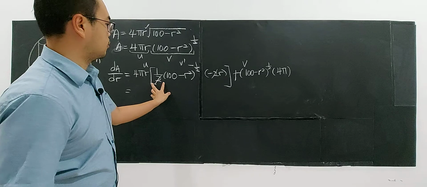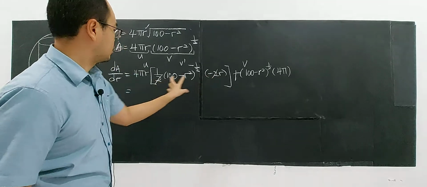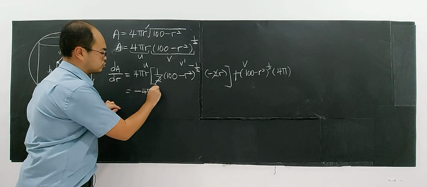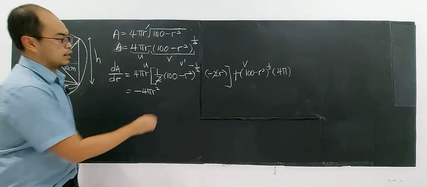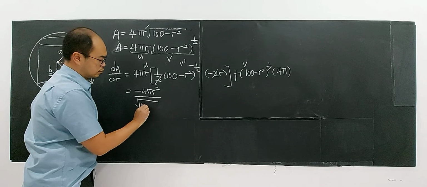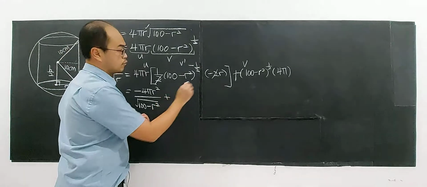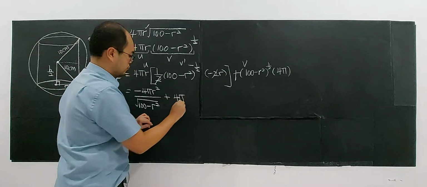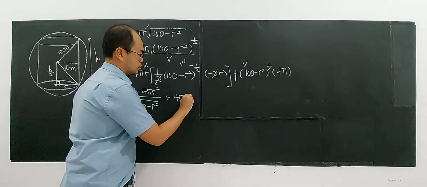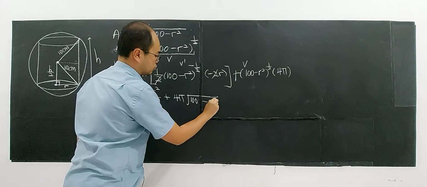Be careful about this. 2, negative 2, you have negative 1, negative r, and this one becomes negative 4 pi r square. And this is 100 minus r squared to the power of negative half, so you can bring it down, becomes square root of 100 minus r to the power of 2. Then plus 4 pi, square root of 100 minus r to the power of 2.